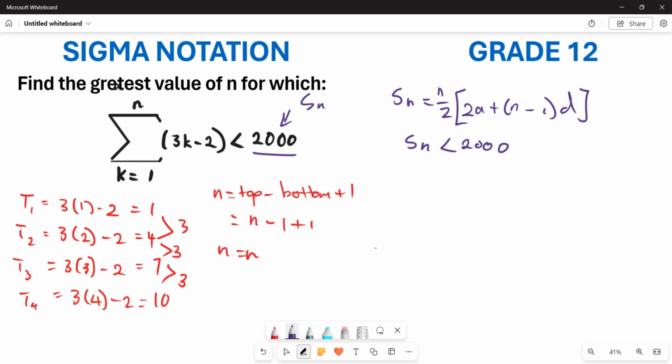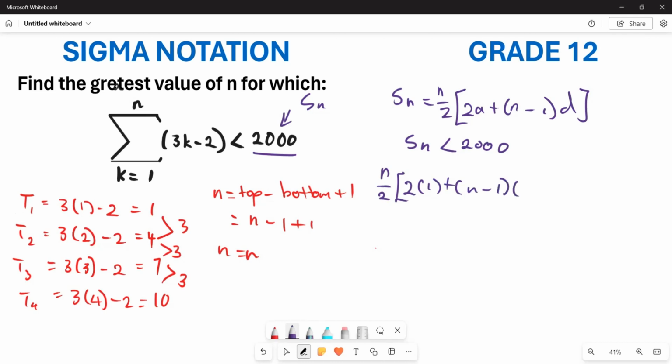Now what are you going to do? You're going to substitute for your Sn. Remember, Sn is given by this formula. In the space for n, it's still n. So this is n over 2, open brackets 2, and what is the value of our a? The value of a is 1. Plus, this is n subtract 1.